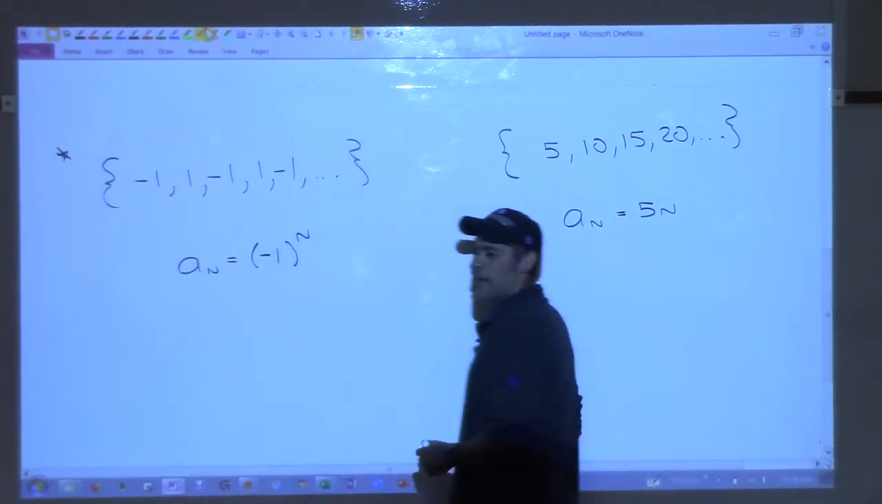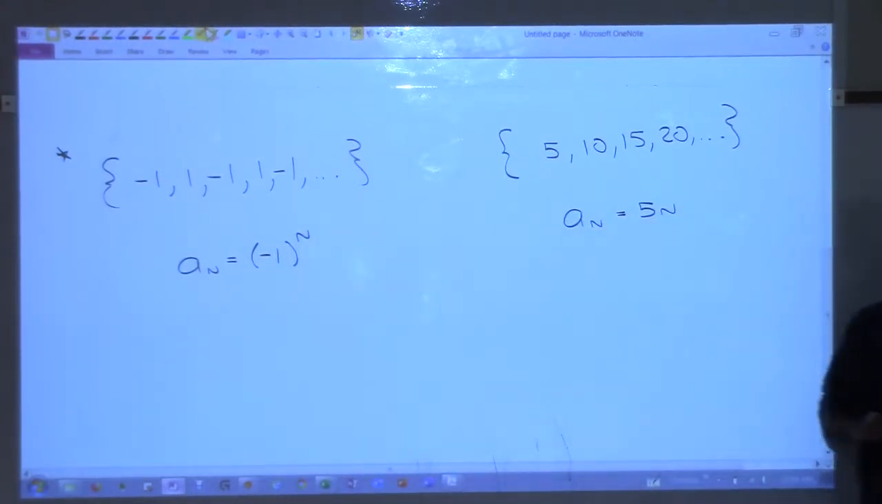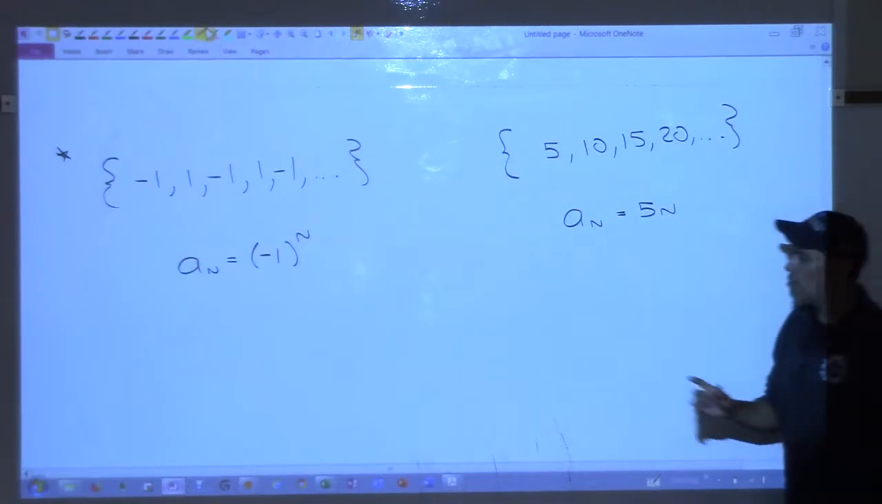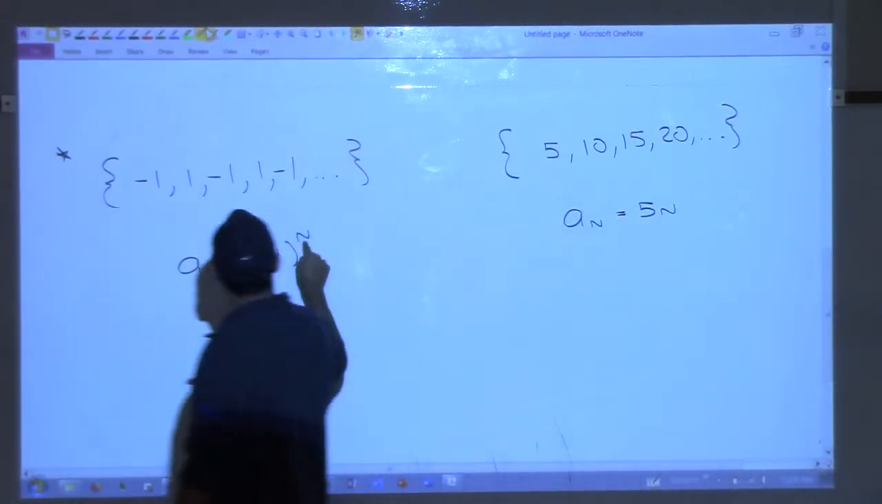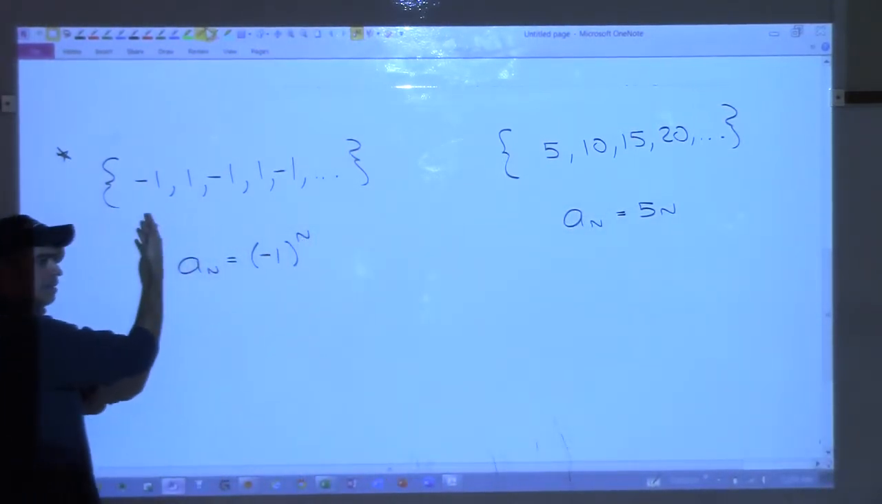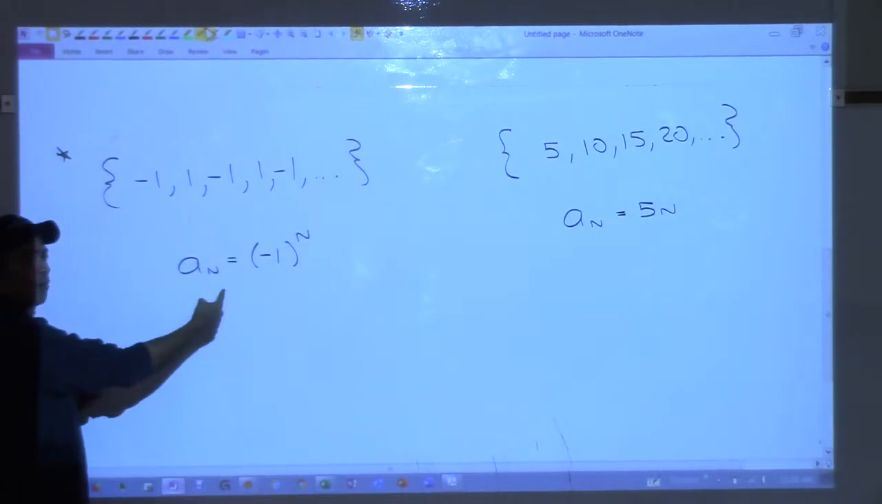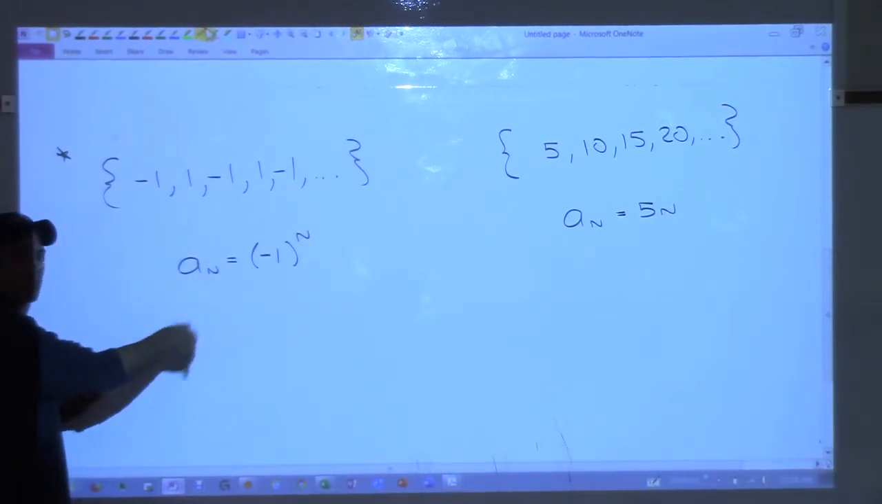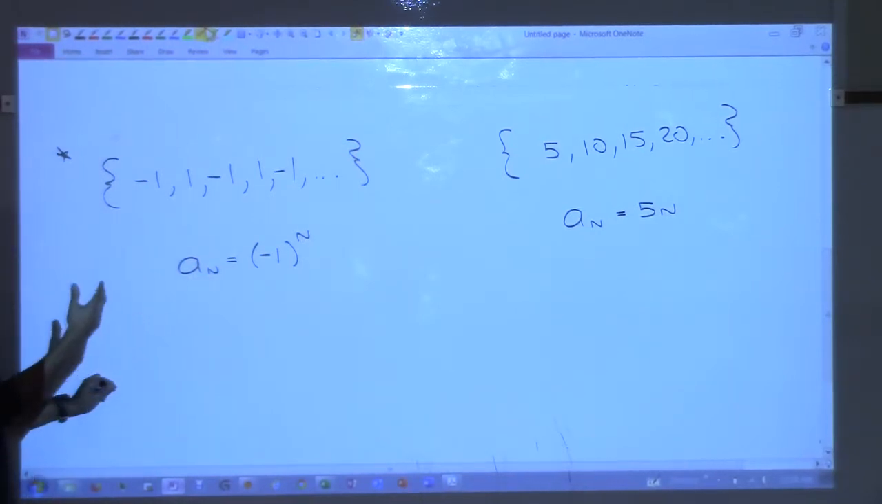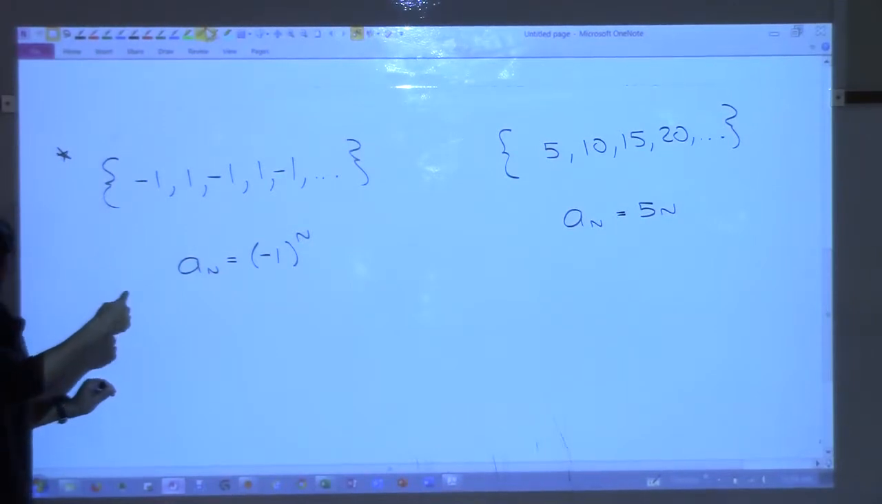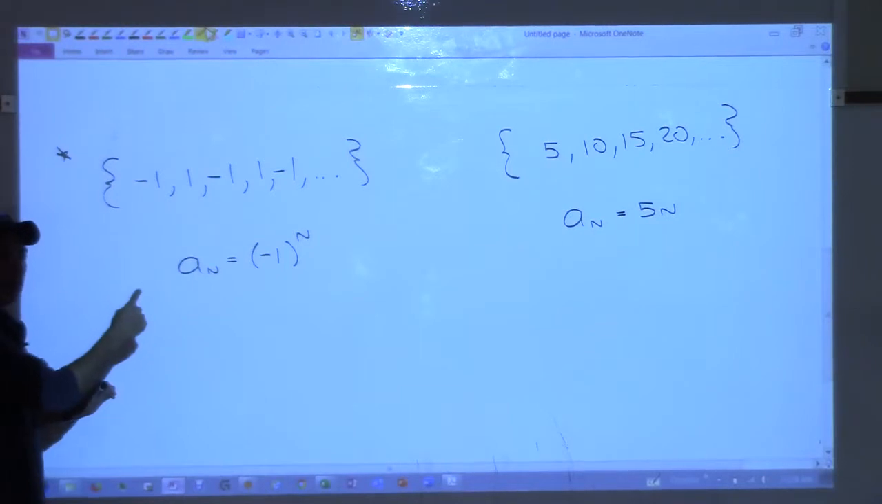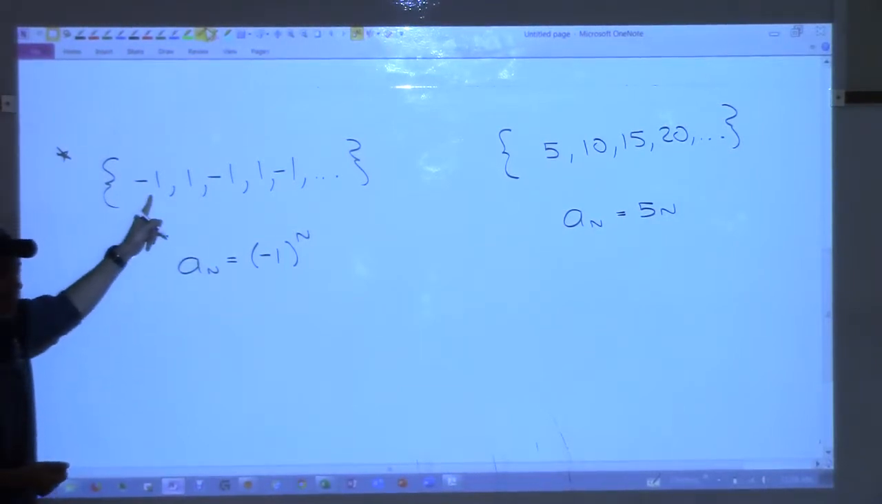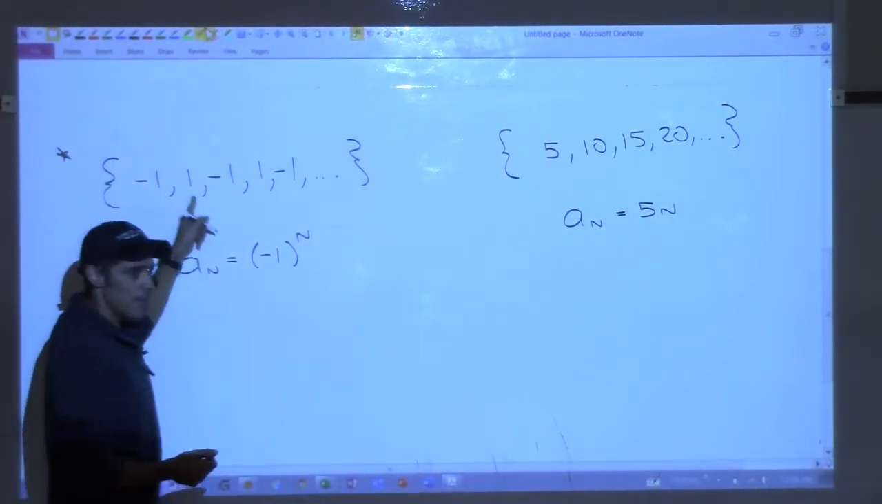-1 raised to the n power. That's it. Okay, so let's think about why that works. If you plug in 1, what do you get? -1. You plug in 2, you're going to square -1 and give +1. You plug in 3, now it's going to be -1 again. This is what we call an alternating sequence. And it started from a negative, then positive, negative, positive.